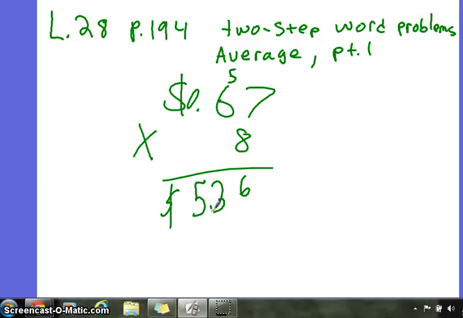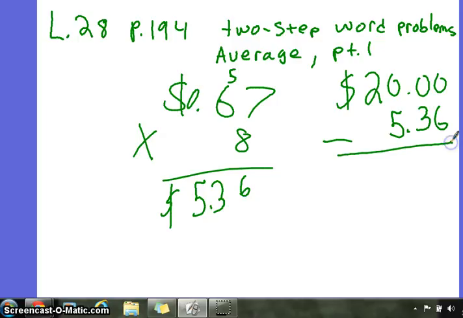He went to the store with how much money? $20. So $20 minus $5.36 is $14.64. Caleb has a little bit of spending money.